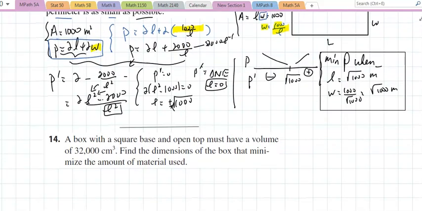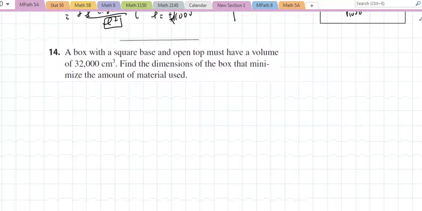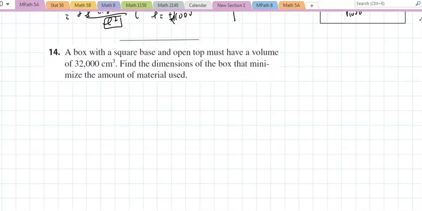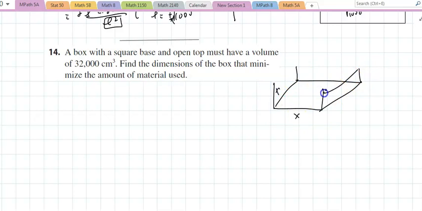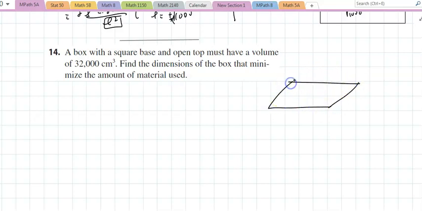Okay, next problem. A box with a square base, well, that's traditional. That's the base. You could call it any variable you want. Oh, that doesn't look pretty at all. Let me redo that one more time. I want it to look better than that. There we go. A box, call this Y.